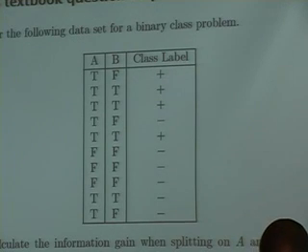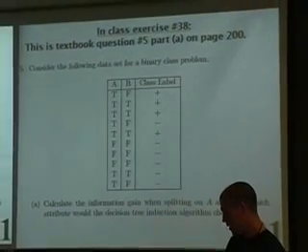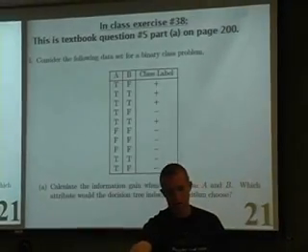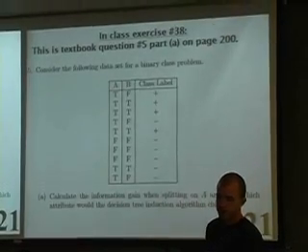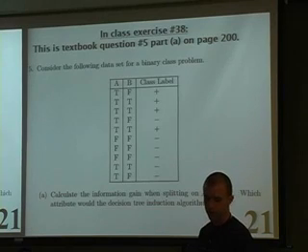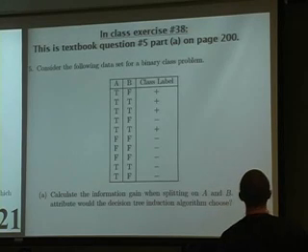The first thing you have to know is when it says calculate the information gain, they're not just saying choose which attribute is better. They specifically want to know what the information gain is. So the first thing you're going to have to do is compute the original entropy of the tree before you do any split. So this is number 38.